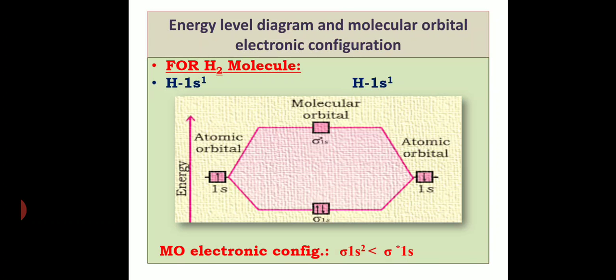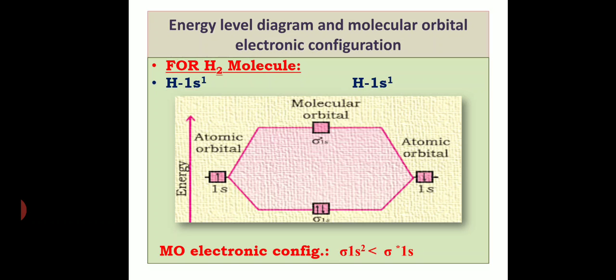So in the ground state, the lower energy orbital must be filled first, then it goes to the higher energy orbital. So sigma 1s is a lower energy orbital, so it gets filled with two electrons. What about sigma star 1s? It is empty, it has no electrons, right? So now the molecular electronic configuration for the H2 molecule is sigma 1s2, then sigma star 1s, that is empty, right?